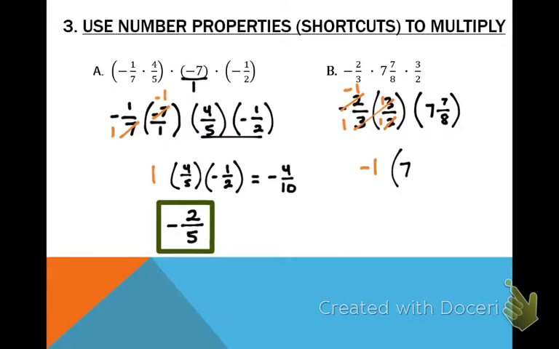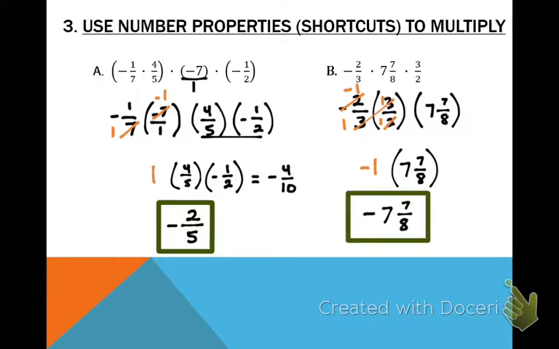Thank you for saying times 7 and 7/8. Let's focus on the sign. Should my answer here be a positive or a negative? It's going to be a negative because there's only one negative. Now, what is 1 times 7 and 7/8? 7 and 7/8. Anything multiplied by the number 1 will always equal itself. So your correct answer is -7 and 7/8.